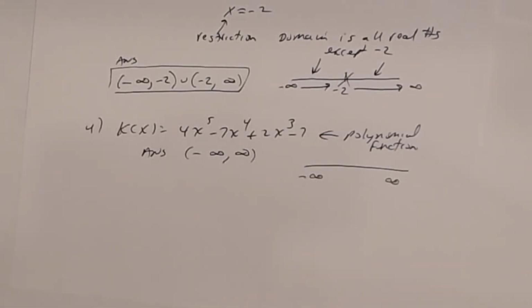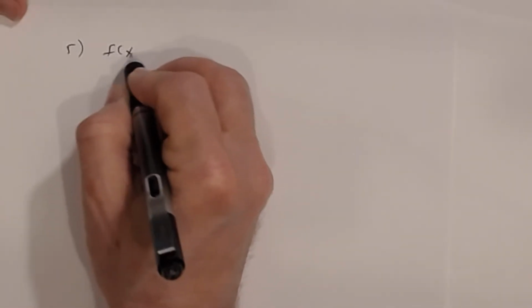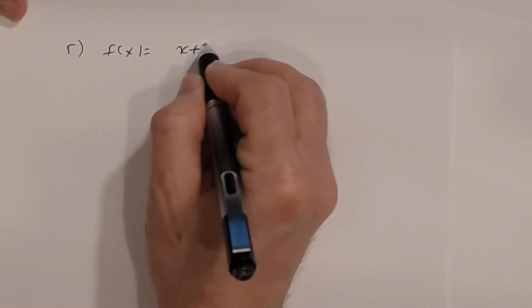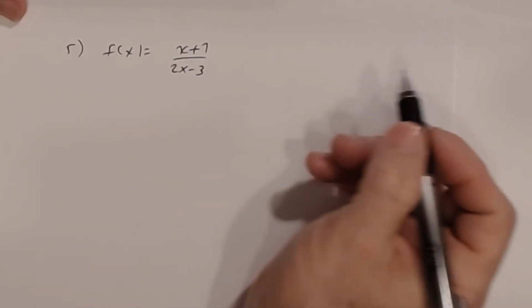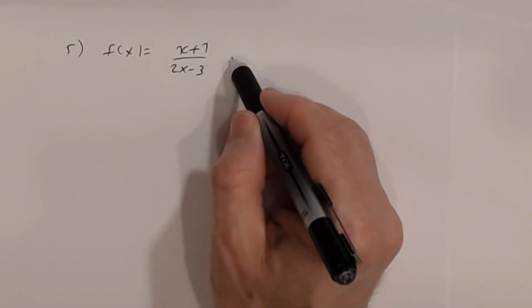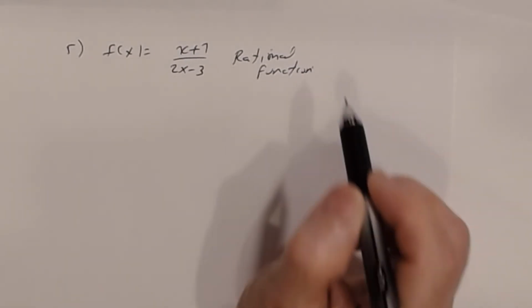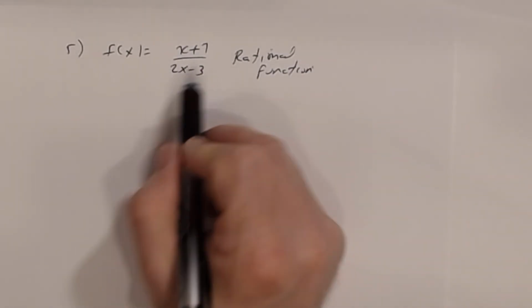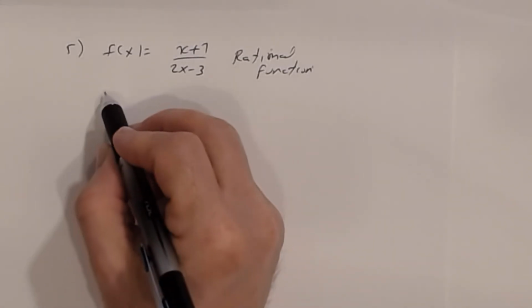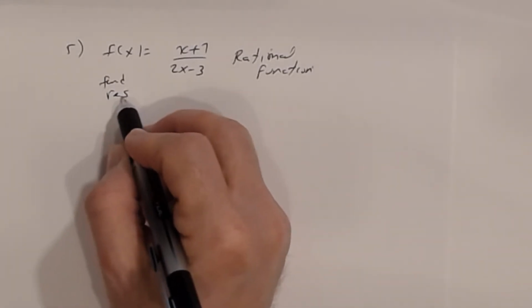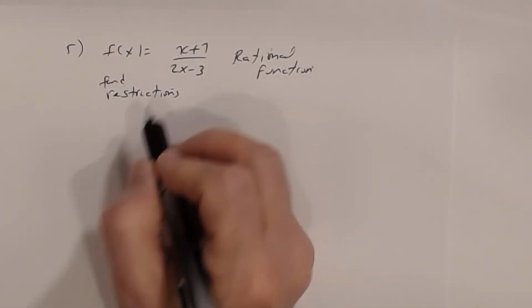Okay, number 5. Let's suppose we had this for number 5. We have f of x equal x plus 7 divided by 2x minus 3. Now again, notice that this is a rational function, and you have to remember this about a rational function: you cannot divide by 0. So we have to find the restrictions, if any.